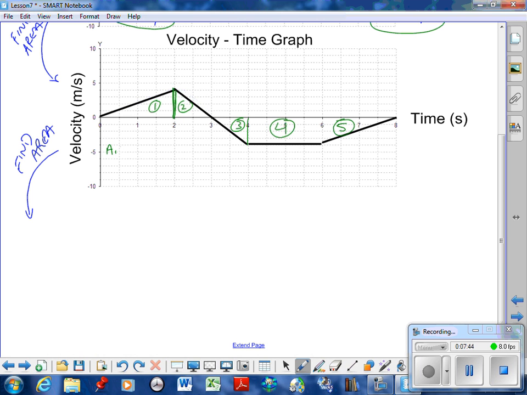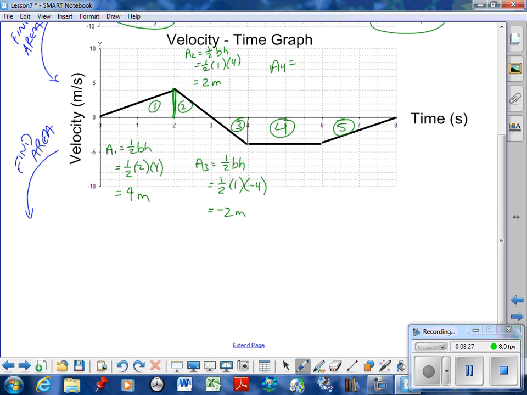So going through this, area 1, 1/2 base times height. So that's 1/2 times 2 times 4. So we end up with 4 meters. Area 2, also a triangle, 1/2 base times height. Base is 1, height is 4. So we end up with 2 more meters, and both of those are positive. Area 3, triangle, 1/2 base times height. 1/2, the base is 1. Height is negative 4. So we end up with negative 2 meters.